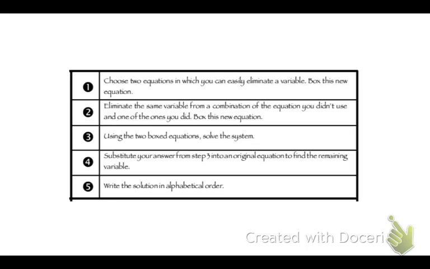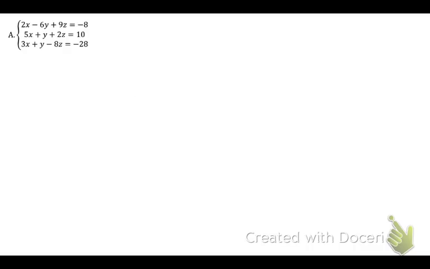These are kind of tedious, so if you need paper or something to write them down on, if you don't have enough room in that box, by all means, grab some. If you need to color code it, whatever you need to do. Okay, so let's look at this. Before we were doing two variable equations, now we're doing 3. So we have 2x minus 6y plus 9z equals negative 8, 5x plus y plus 2z equals 10, 3x plus y minus 8z equals negative 28.